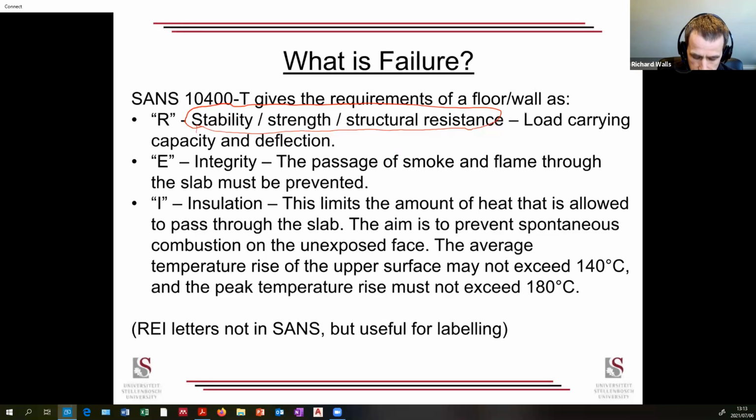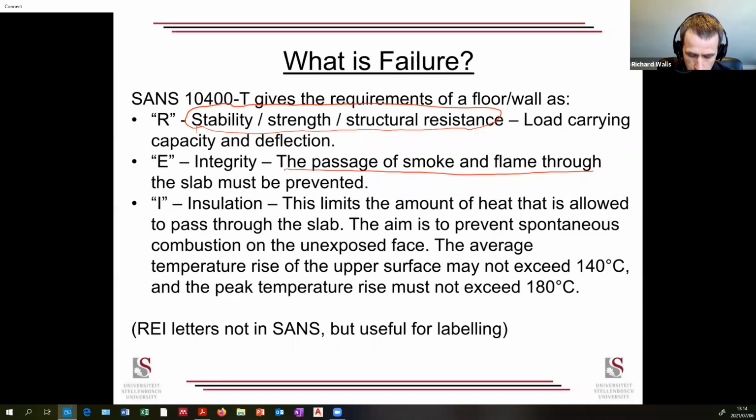Then integrity, the passage of smoke and flame through the slab must be prevented. So your slab may be strong enough, but let's say it cracks. Where it cracks, smoke and flame can pass through, therefore it's failed. It has failed, an integrity failure.